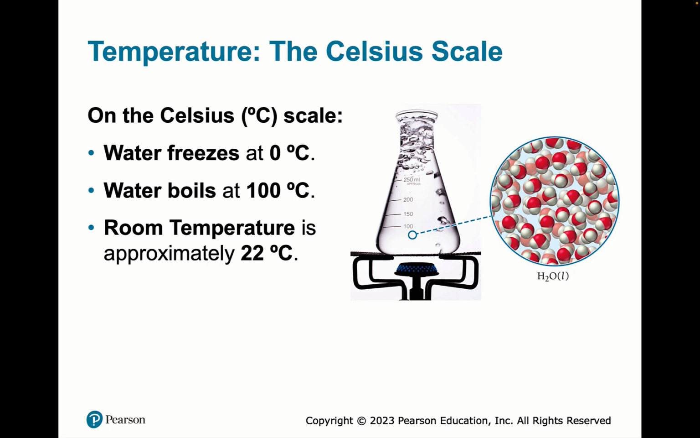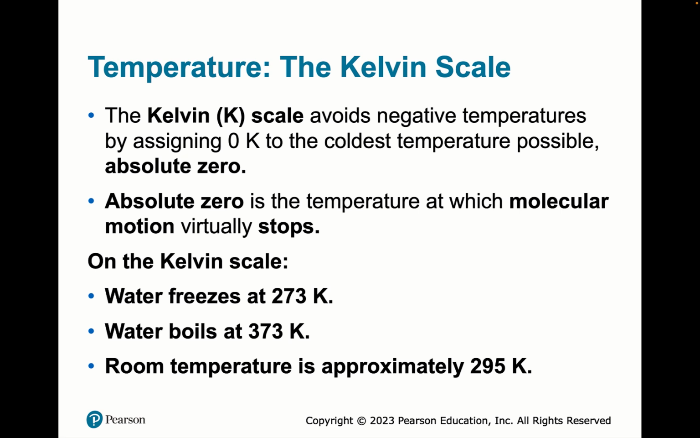So the Celsius scale is based off of water. Sometimes it's referred to as centigrade. At sea level, at an average pressure of 1 atmosphere, water freezes at 0 degrees Celsius and water boils at 100 degrees Celsius. Room temperature tends to be 22 degrees Celsius. Human body temperature is 37 Celsius.